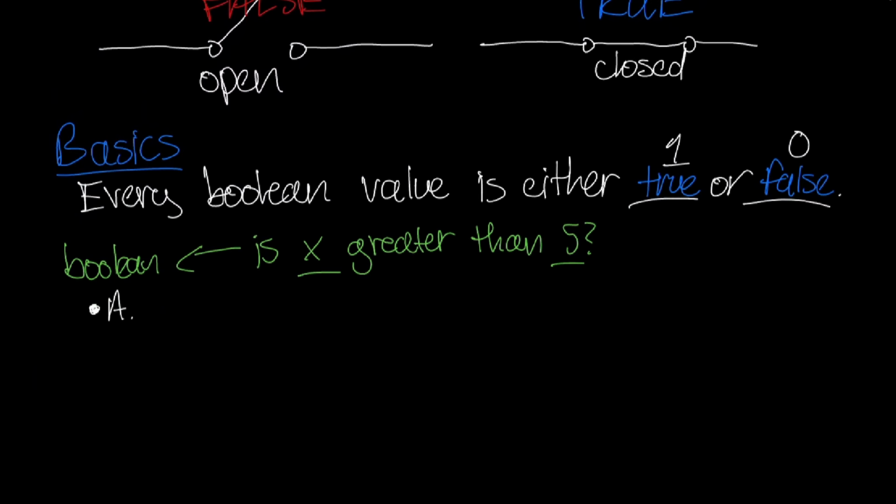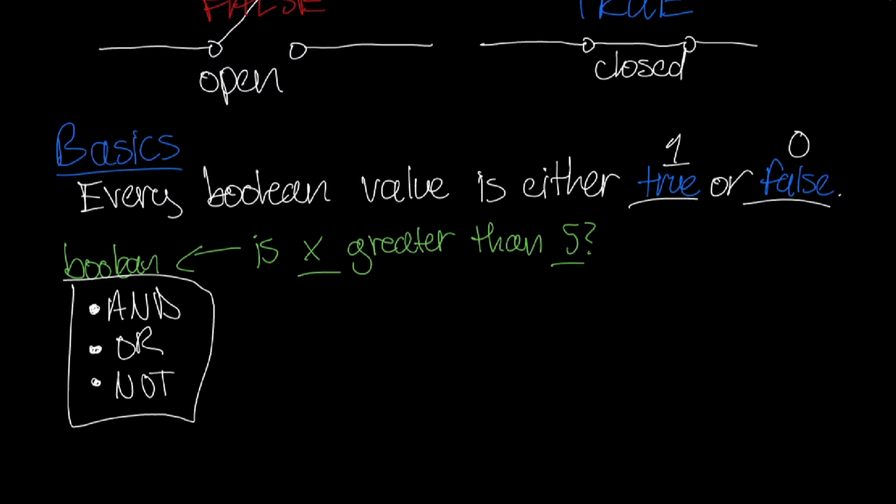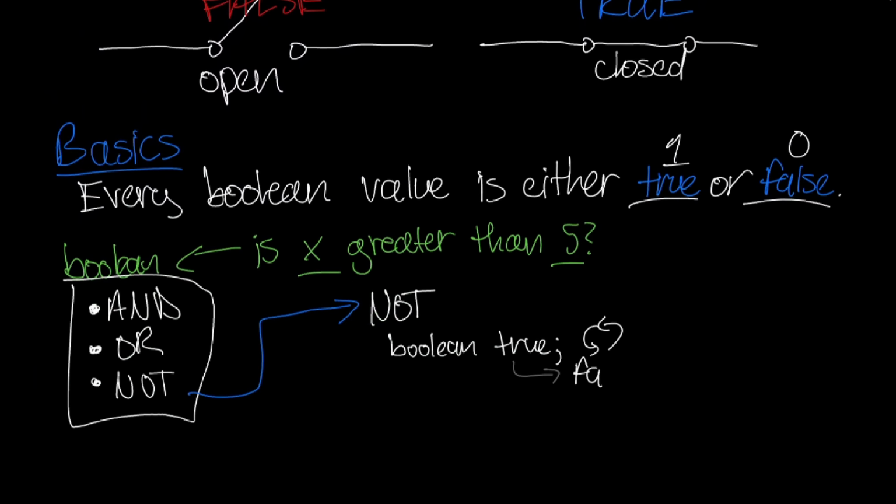Now, the three fundamental operations that you can act on a Boolean are and, or, and not. Everything else, every logical operation that a computer performs, every gate in a circuit is built from the combination of these three right here. So let's go ahead and start with not. Not is the simplest operation. It takes a Boolean value and it flips it. So true would become false and false would become true.